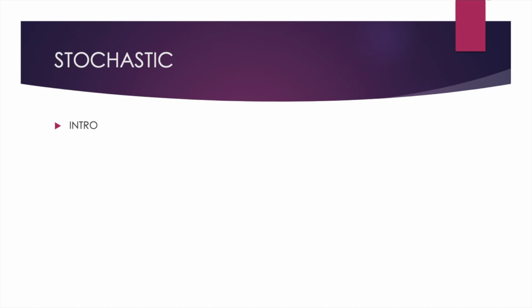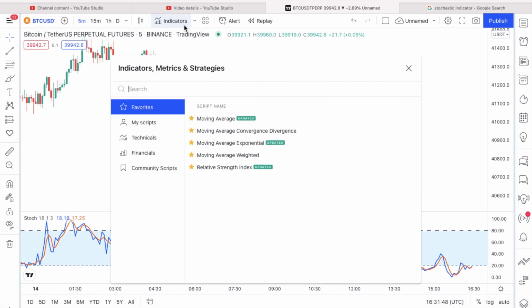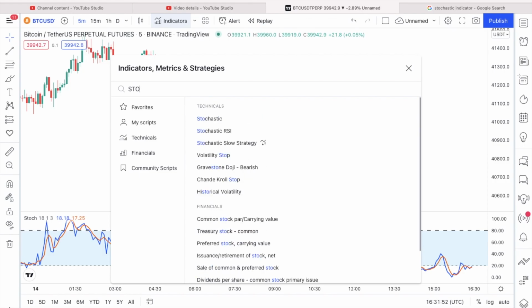Now we'll go into our chart so we can understand exactly how to have the stochastics in our chart. The easy thing you're going to do is very simple. You click on your indicator and type the stochastic. You will see stochastic RSI, stochastic slow, strategies, volatility, and the rest of it. You just have to click on the first one.